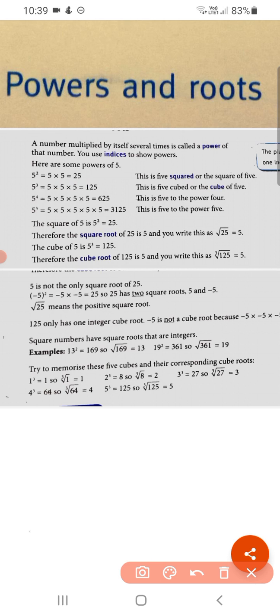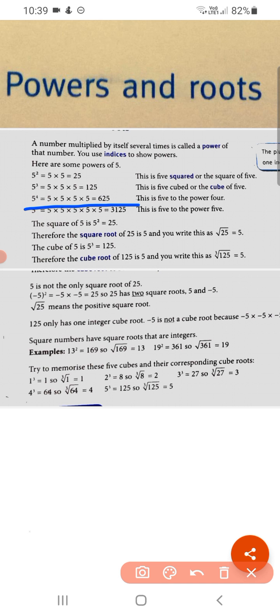Next, 5 cubed. So which is the index here, children? 3. It is read as 5 cubed or the cube of 5. The index is 3.